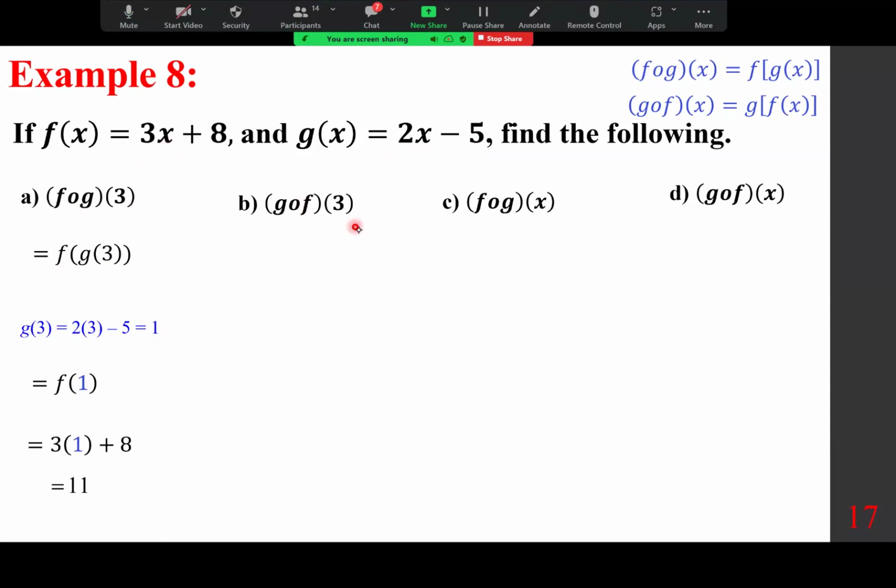g of f of 3. That means g of f of 3. So first let's find f evaluated at 3. So if I put the 3 here, I get 3 times 3, 9 and 8, 17. And so g of f of 3 is g of 17. And now g of 17, I'm going to put it into the g function. 2 times 17 minus 5. 2 times 17 is 34. Minus 5 makes it 29.